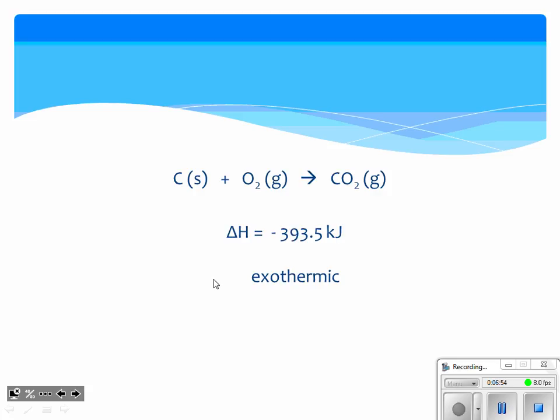Likewise, here's another one we dealt with. We had the negative 393.5 kilojoules here on the product side, and we said that that was given off. So when we calculate the change in the enthalpy, it will give us a negative value, minus 393.5 kilojoules. You see that negative sign? You say, okay, that is an exothermic reaction.